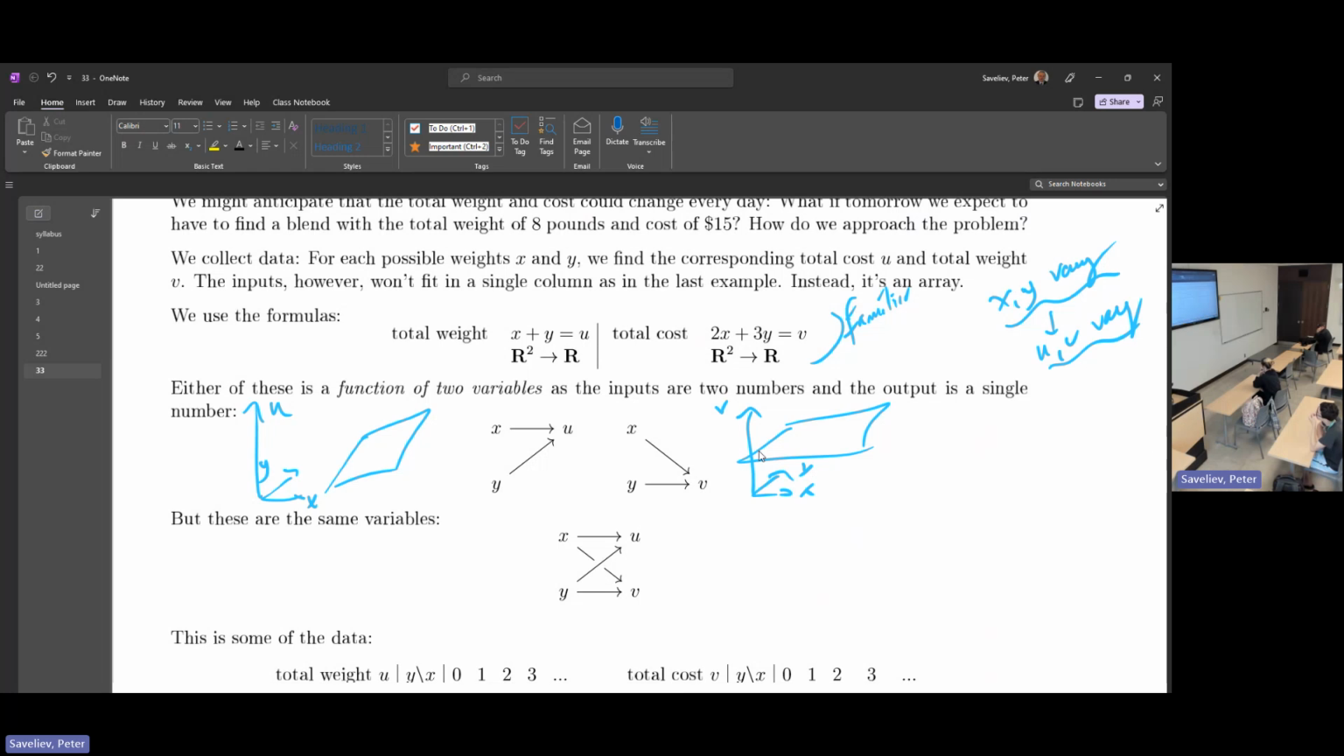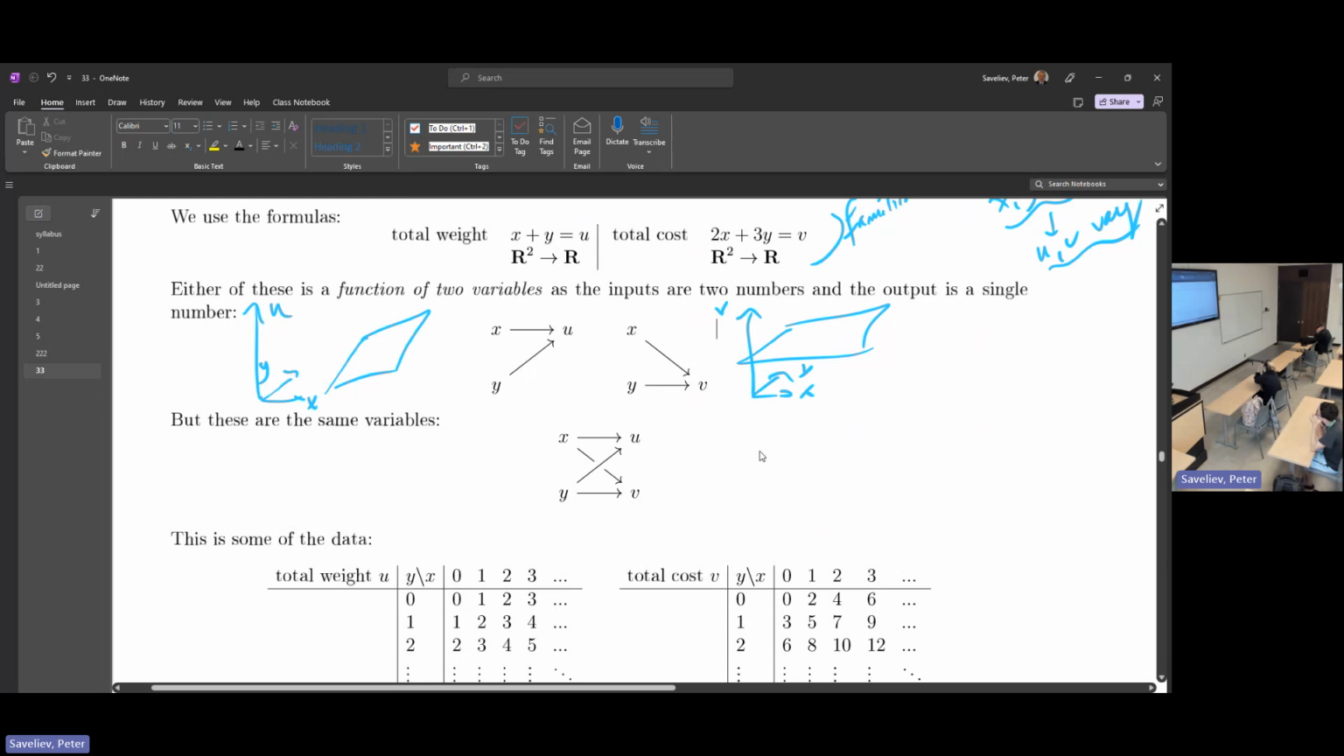Either you think of two numbers producing two more numbers, or more likely, we produce a point and a point.